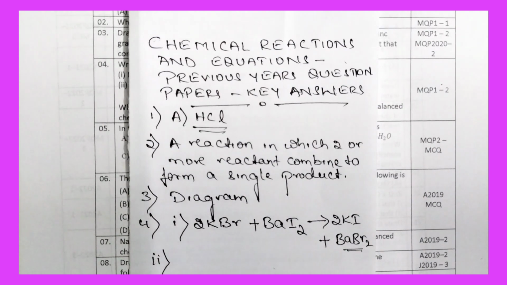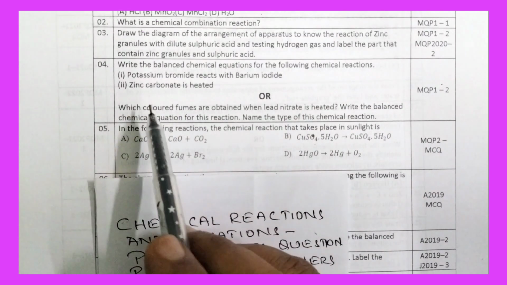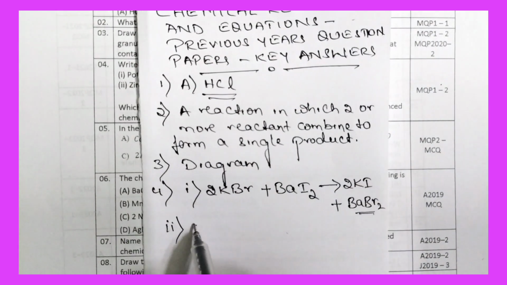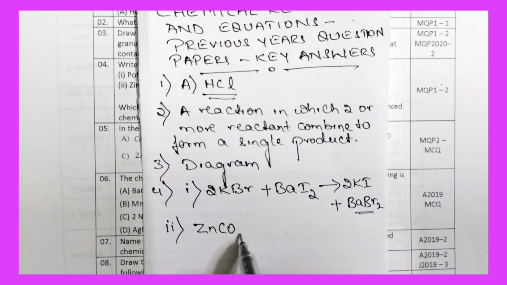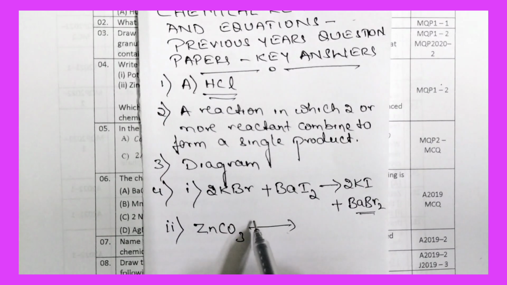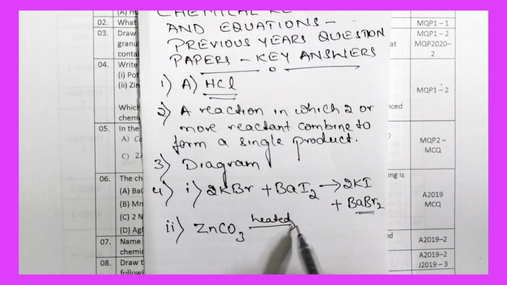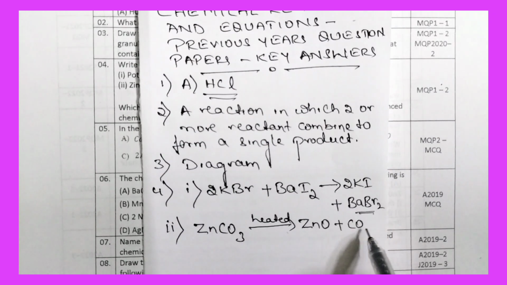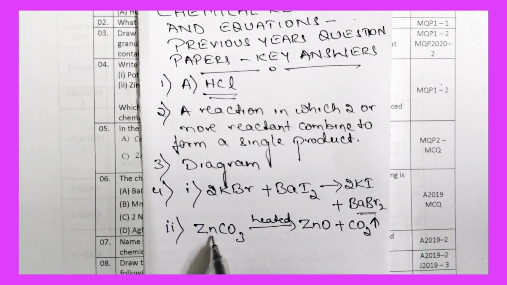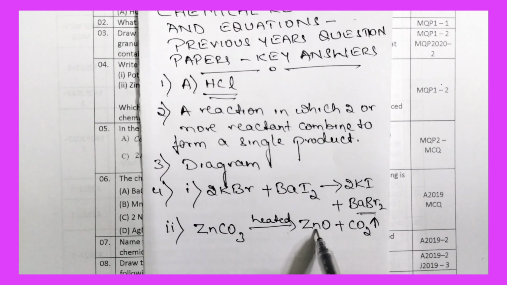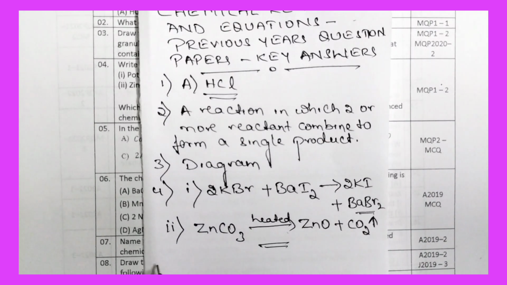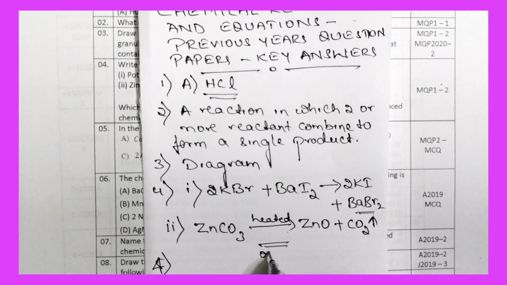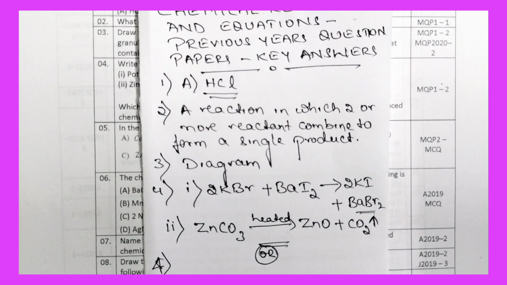So now let us move to the next question, that is the second one. Zinc carbonate is heated. So what happens when zinc carbonate is heated? ZnCO3 when heated forms ZnO, that is zinc oxide, and carbon dioxide is released. So ZnCO3 gives rise to ZnO plus CO2. So like this we have to balance these two equations. In the fourth question only one more question is there, that is the internal choice question.